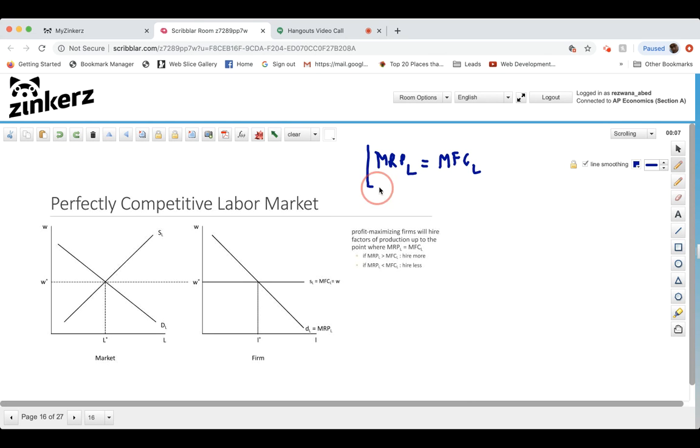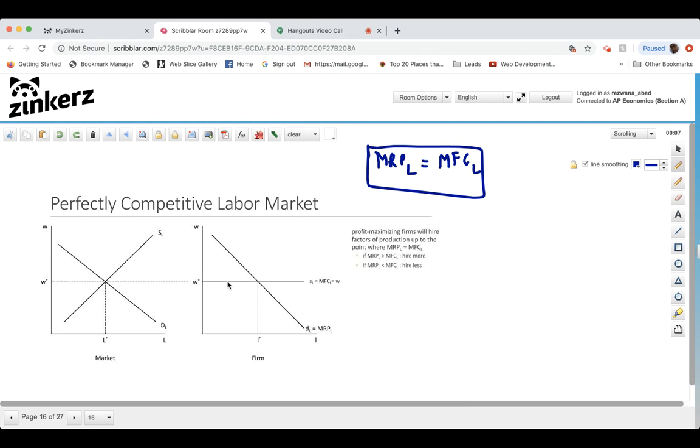So profit maximizing farms will hire labor. If you're talking about labor as a factor of production, they will hire labor up to the point where these two things are equal to each other. Because let's say you are taking a look at this graph for the farm, right? So this is for the factor market. This is for the individual farms.